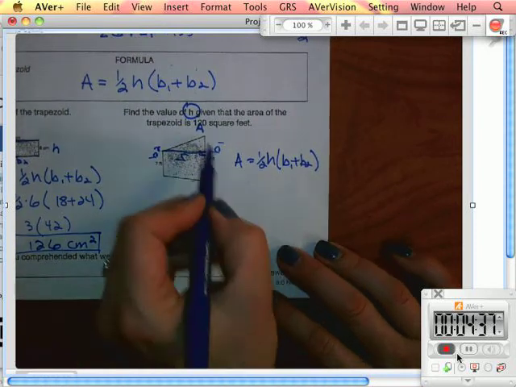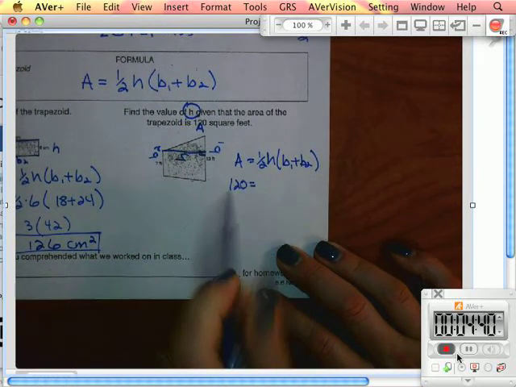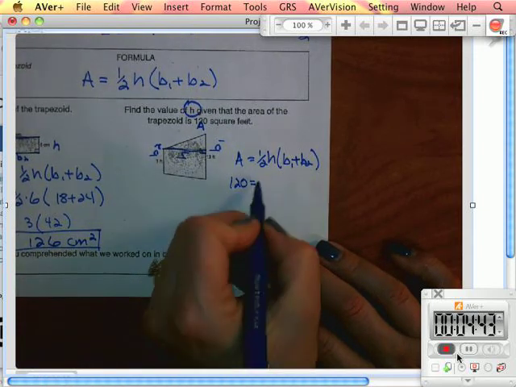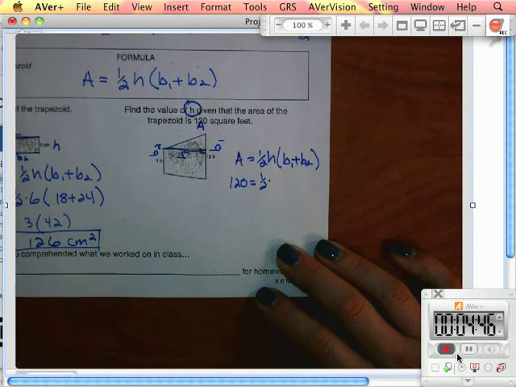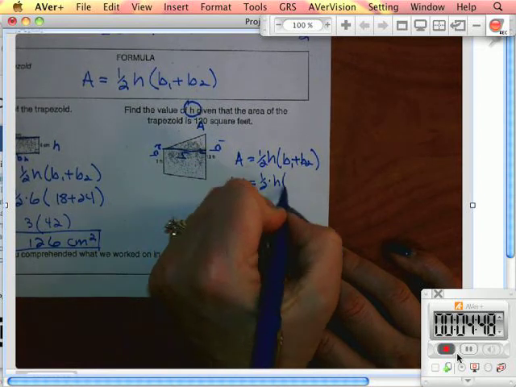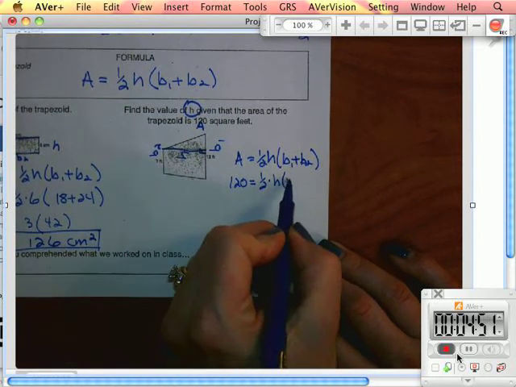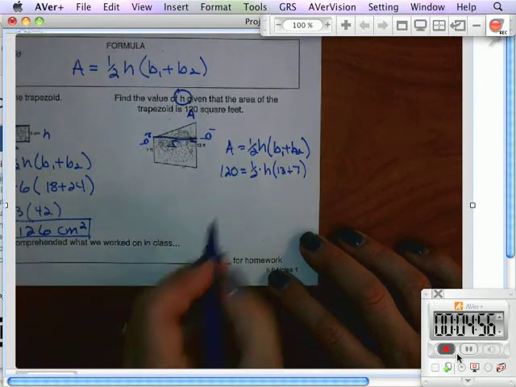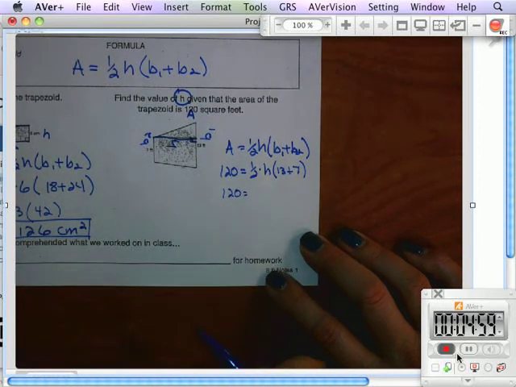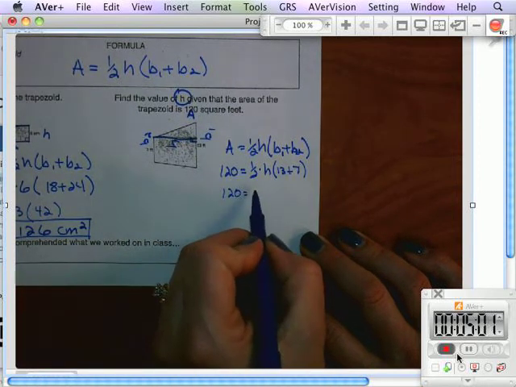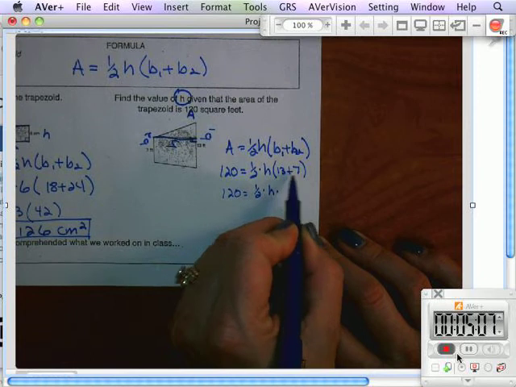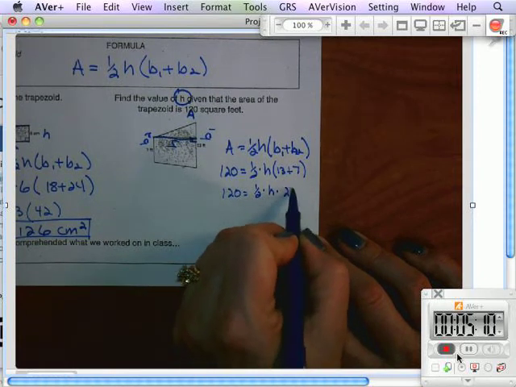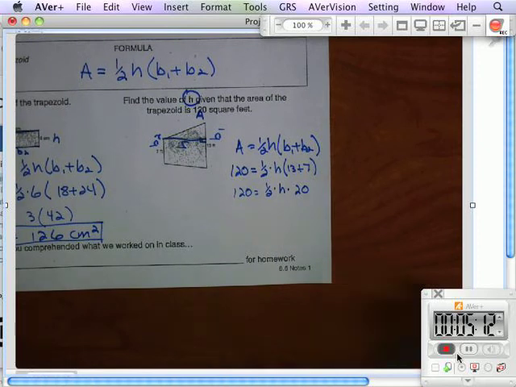Plug in the area, 120. Substitute A with that. 1/2. What's the height? We don't know. We know the bases. I'm going to say B1 is 13, B2 is 7. Substitute in what I know, and then let's see if we can do some math here. I'm going to keep this one half times h. What's 13 plus 7? So I added those together. Can I take half of 20 at this point? I can, because it's all multiplied.